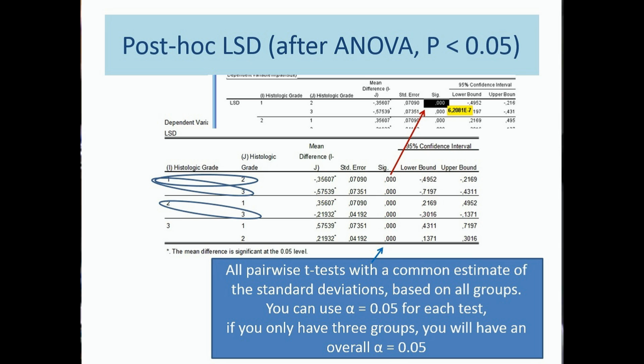If you double-click on the table in SPSS output and again double-click on a number, you will get more details. This p-value, for example, is around 6.2 times 10 to the power minus 7. So indeed, very, very small.